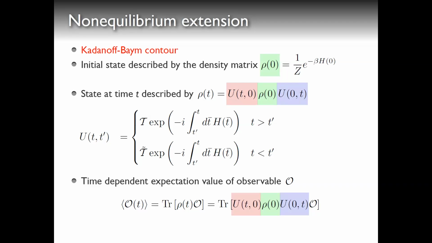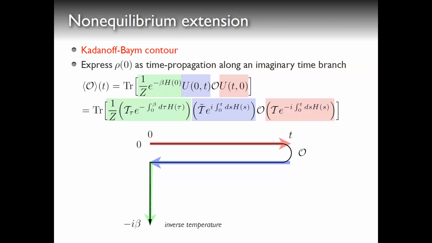And with this time-evolved density matrix, we can then calculate observables at some time t as the trace of rho of t times this observable. Now let's insert the expression for the density matrix into this trace here and use the cyclic property of the trace to move this red time evolution operator to the right-hand side. And then we obtain this expression here.